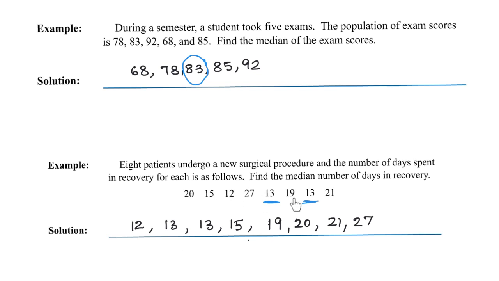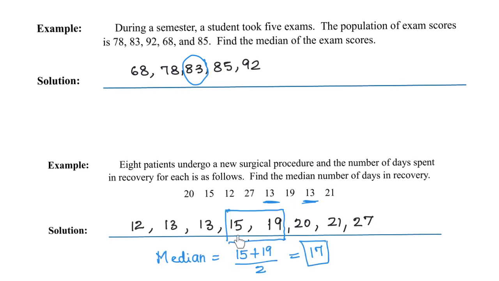You have to include all the data in the data set. So, 12, that is the smallest, then 13, 13, then 15, 19, 20, 21 and 27. Then take the average of the middle 2 numbers. So, 15 plus 19 divided by 2 is equal to 17. 17 is the median. Let me explain the procedure again.